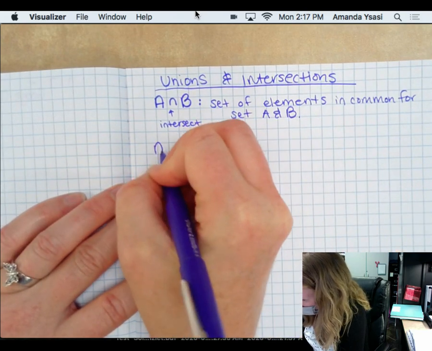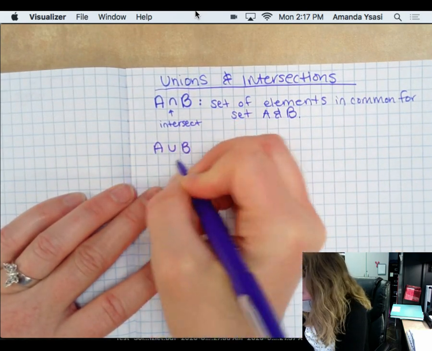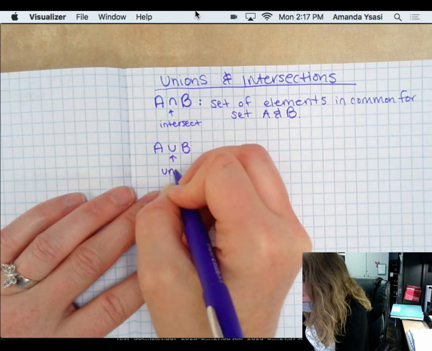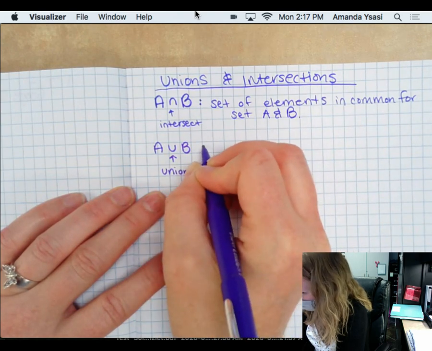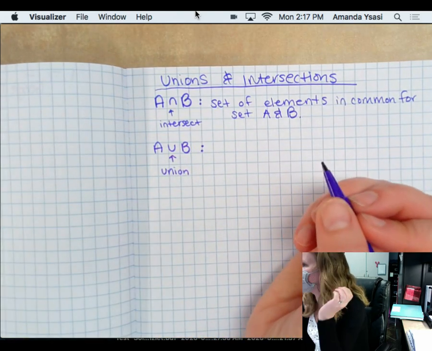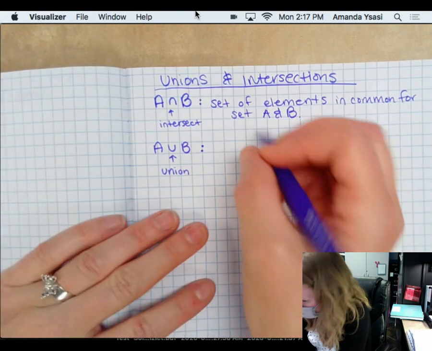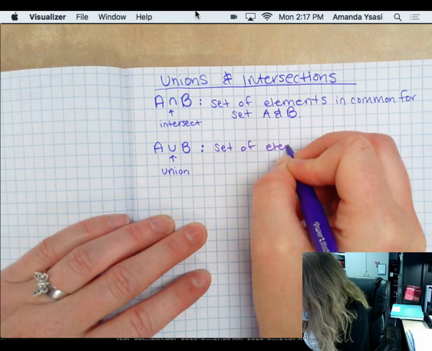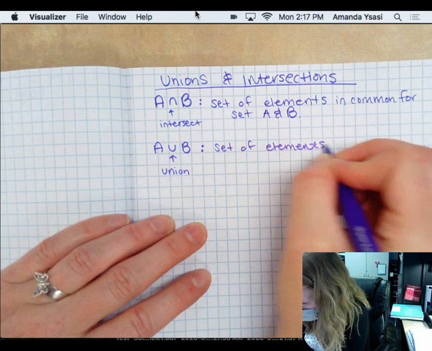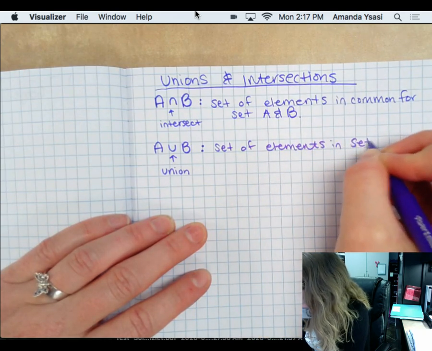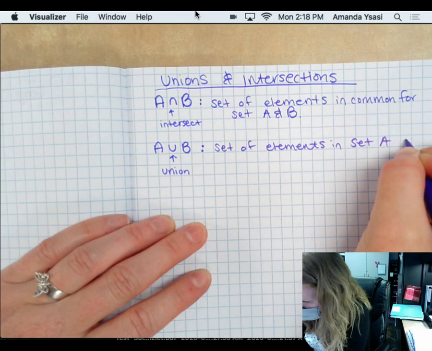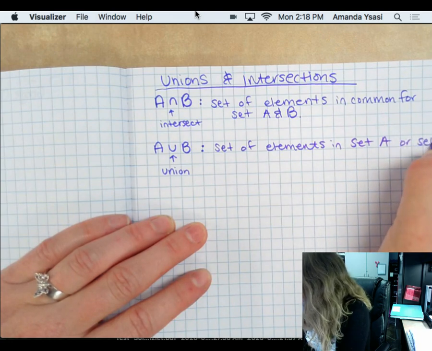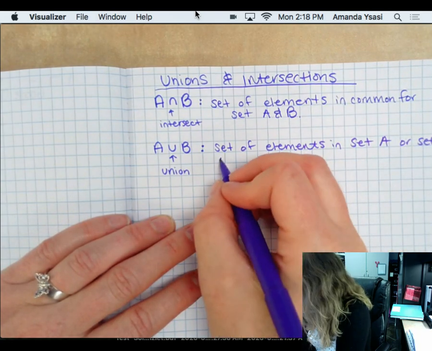Okay, and then union looks like a U. Union is both sets together. So set of elements in set A or set B or both sets.